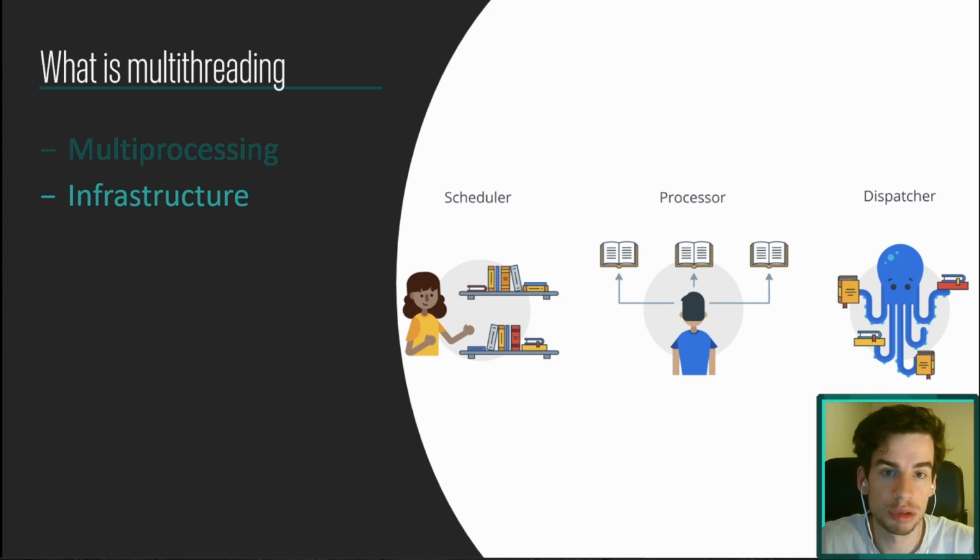From here we go to the processor, and this is where the books or the threads are actually run. Finally, we also have the dispatcher, and the dispatcher will make sure that a thread is created and that it has the right context to execute.